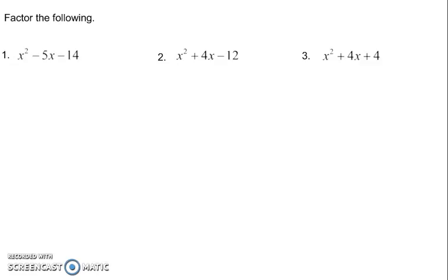Now, take a moment, factor the following problems using either method, and press play when you're ready to continue.